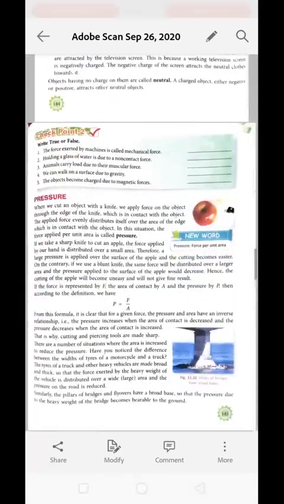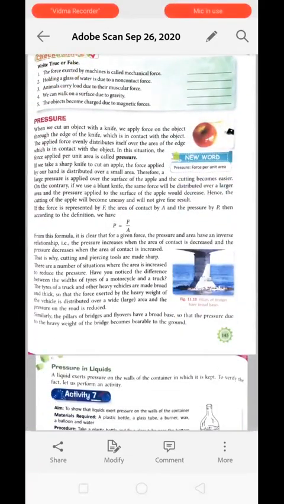What is pressure? We have a little bit of an idea about pressure. We studied it in class 7. So what is pressure? The force acting per unit area is called pressure.